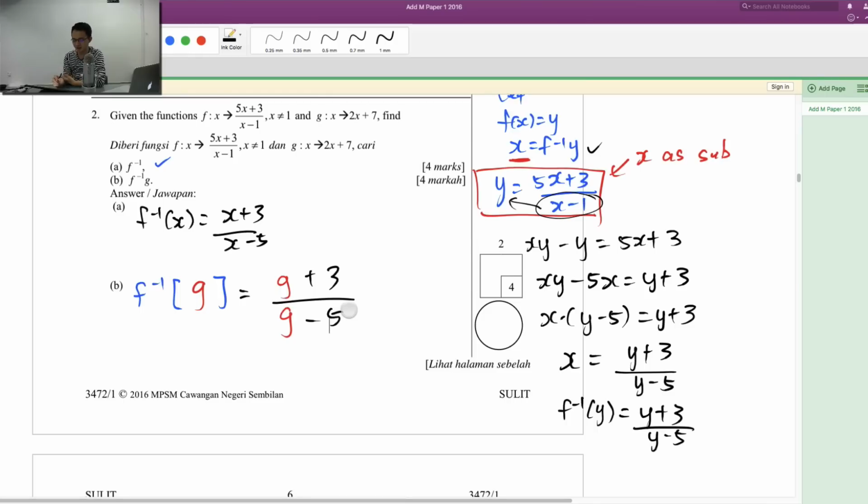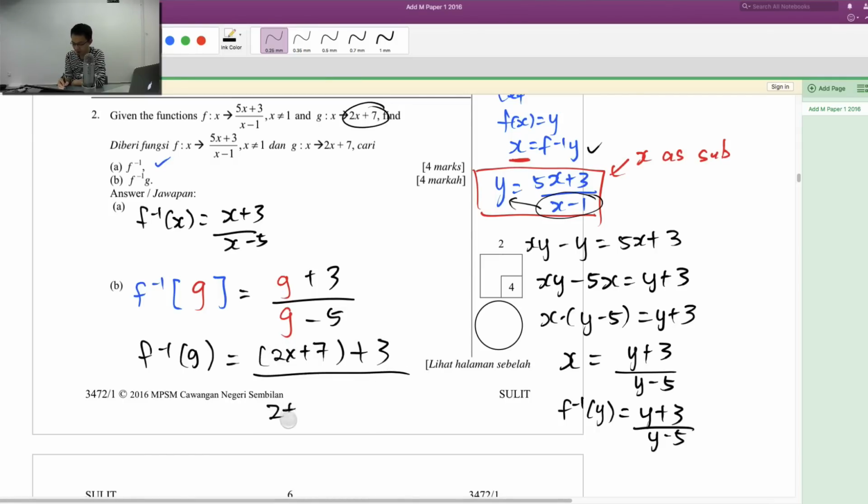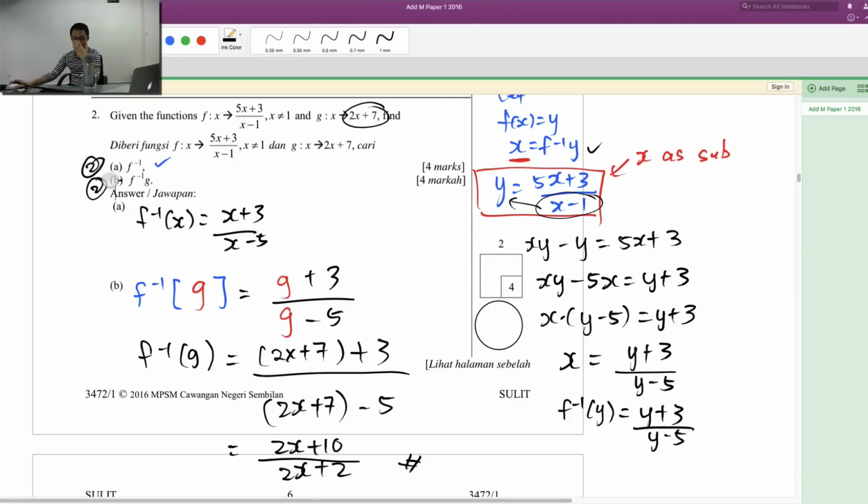Of course, in the exam, this is not the way you write. Since you know this is g, I will substitute gx into the position here. So I will say this is 2x plus 7, plus 3, over 2x plus 7, minus 5, because g is 2x plus 7, isn't it? So therefore, my final answer should be 2x plus 10 over 2x plus 2. Done. It's quite simple, and it's two marks, I guess. So far, so good for 2b.